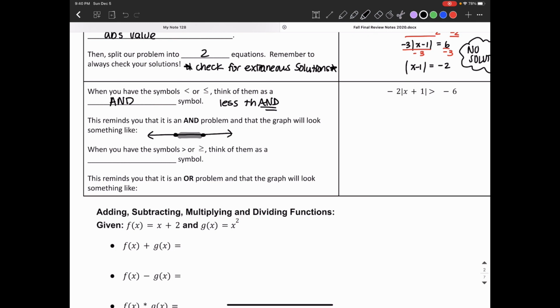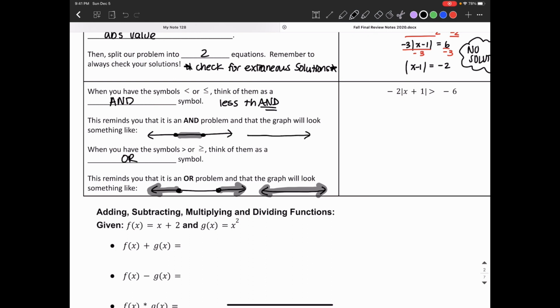Most of the time, when you have symbols greater than or greater than or equal to, you think of them as an or symbol, and it will look something like this. So you usually have 2 points and you're shading outside of them. Now this isn't always the case. Sometimes you'll be shading the entire line, and it'll be all solutions. So you either have that or you have this.